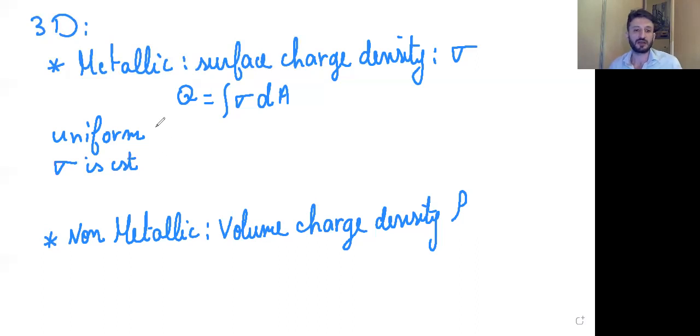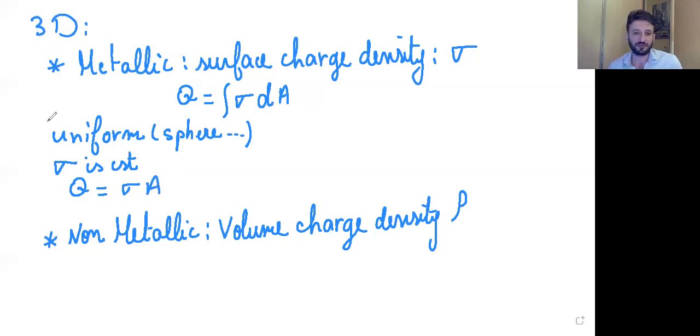In general, like a sphere or a spherical shell, we have many examples. In this case, when we have a uniform charge distribution, we can take sigma out. Sigma is constant, and the integral of dA equals A. We can write Q equals sigma A.